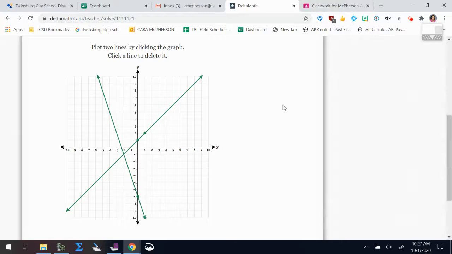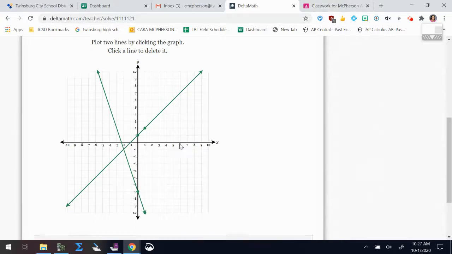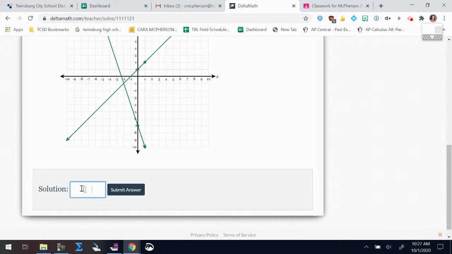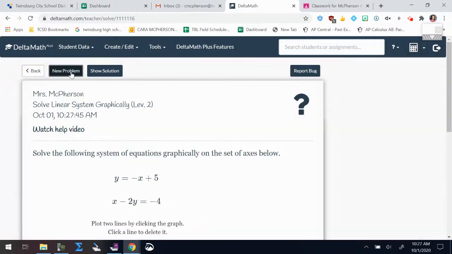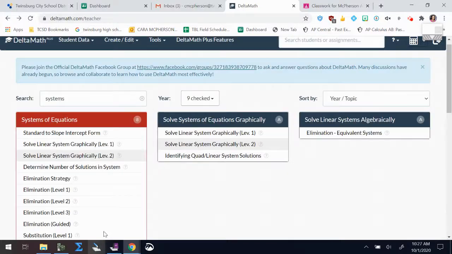So I ended up graphing both of those with slope-intercept. They intersect at negative 2, negative 1. So I'm going to type in negative 2, negative 1, and submit. See if there's any other special ones I can talk you through. I think most of these are pretty similar. Yeah, I think that should give you a good understanding of what you're going through and doing.